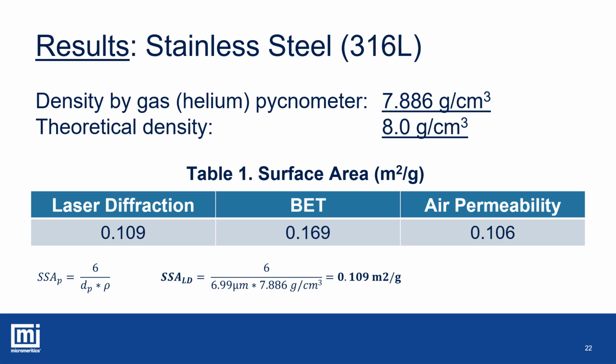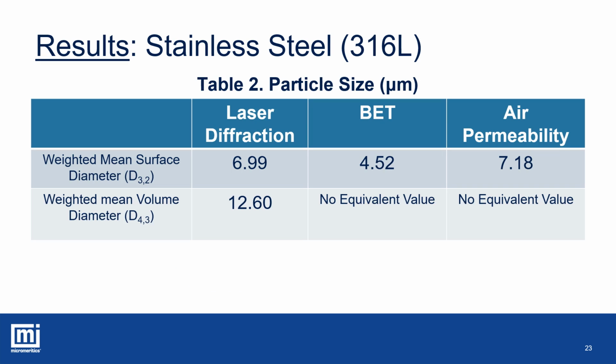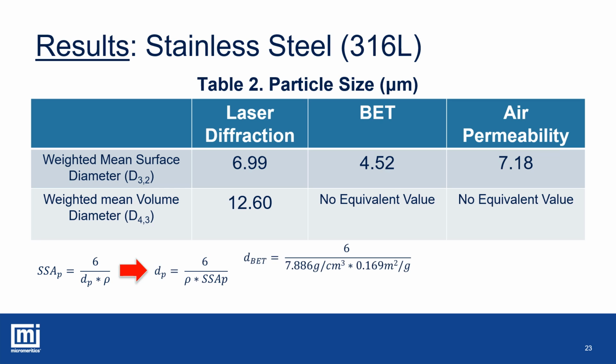Since we're dealing with laser diffraction and air permeability, we thought it would be interesting to report size results from these different technologies. For BET and air permeability, which report surface area directly, we had to solve the relationship for particle size, so for diameter. So we did this for BET to get our result, and we did this for air permeability to get the result. And then we also had to compare that to the weighted mean surface diameter, or D32, of laser diffraction.